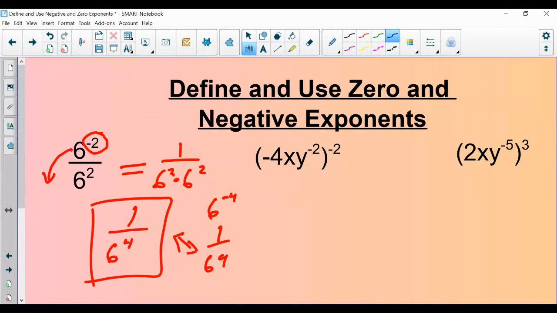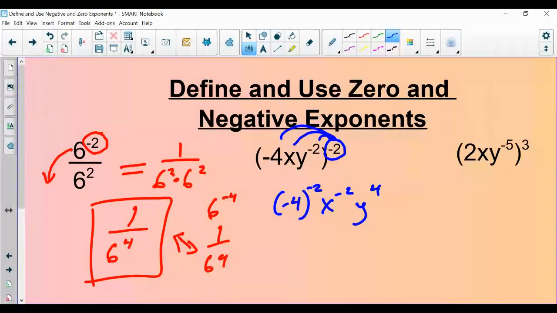Let's try another one. We have this negative 2nd power on the outside. Remember, if you have a power on the outside of parentheses, you can apply that to everything, kind of like the distributive property. So when you do that, negative 4 would need to be in parentheses. Remember, if you have a number with a negative in front of it being taken to a power, it needs parentheses around it. So negative 4 to the negative 2nd times x to the negative 2nd times y to the, remember, if you have something being taken to a power, being taken to another power, you multiply their exponents.